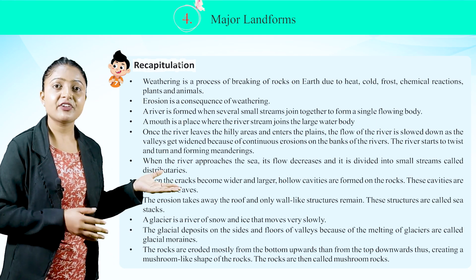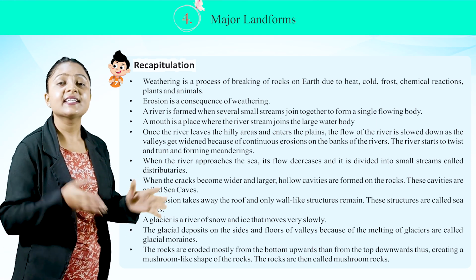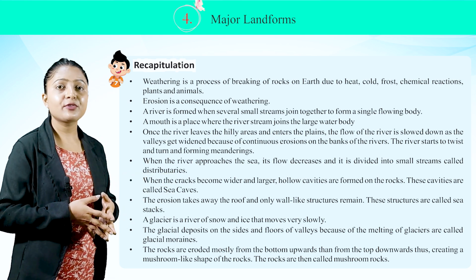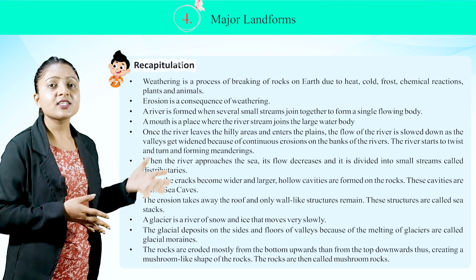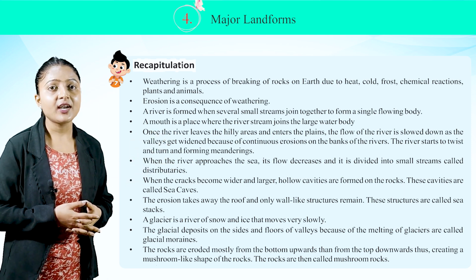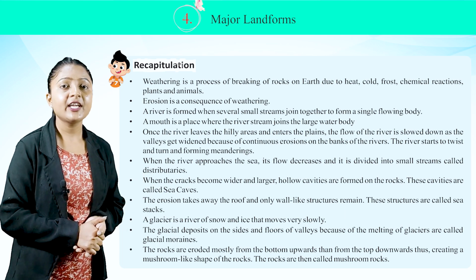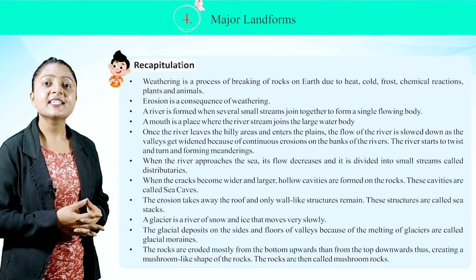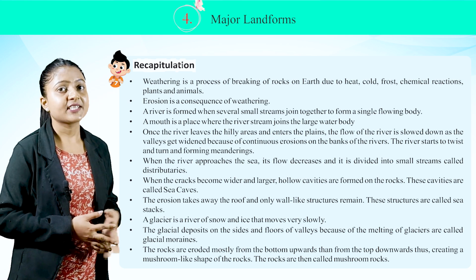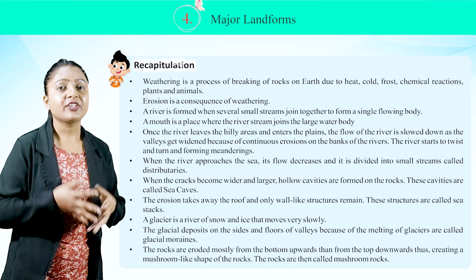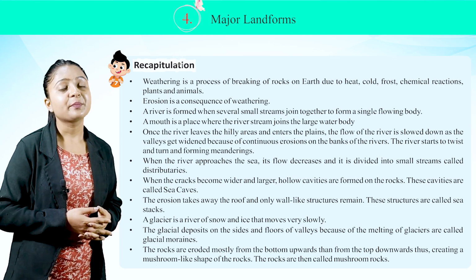A glacier is a river of snow and ice that moves very slowly. The glacial deposits on the sides and floors of the valleys because of melting of glaciers are called glacial moraines. The rocks are eroded mostly from the bottom upwards, then the top downwards, thus creating a mushroom-like shape of the rocks. The rocks are then called mushroom rocks.